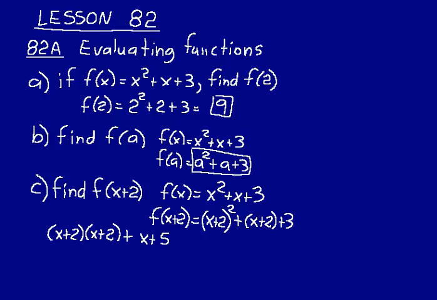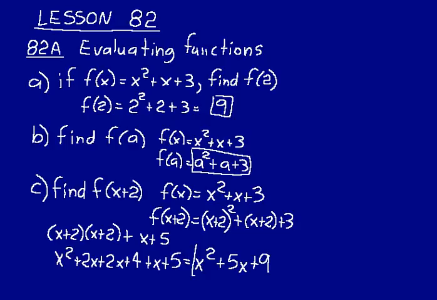Let's go ahead and expand those binomials. X squared plus 2x plus another 2x plus 4 plus x plus 5. So now let's go ahead and simplify that expression. And we'll start out with x squared. And then we have a 2x, and an x. So those would add up to 5x. And then we'll add the 4 and the 5 together to get 9. And that's what f of x plus 2 is equal to.